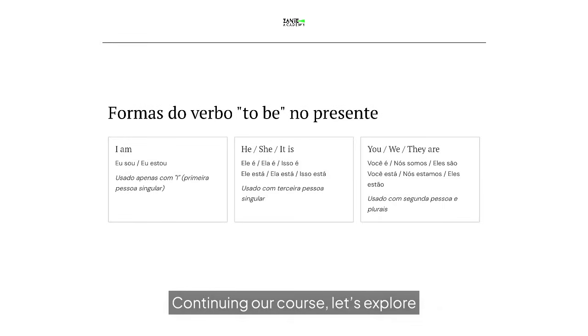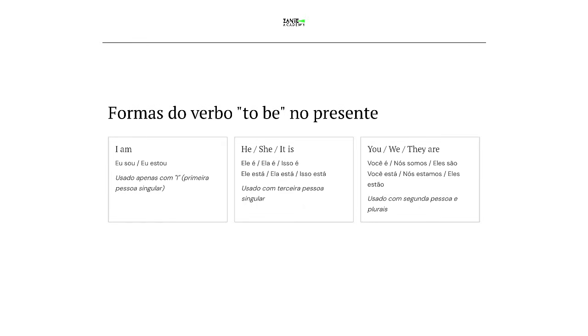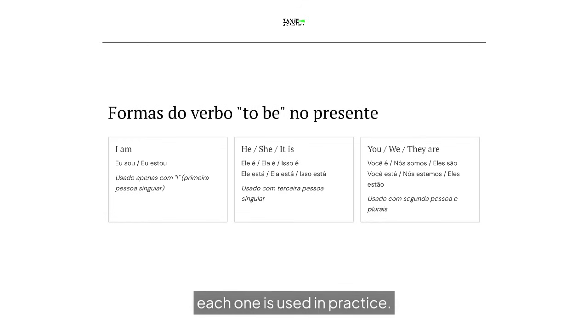Continuing our course, let's explore the specific forms of the verb to be in the present tense. We've already talked about am, is, and are, and now it's time to see how each one is used in practice. First, let's focus on I am.